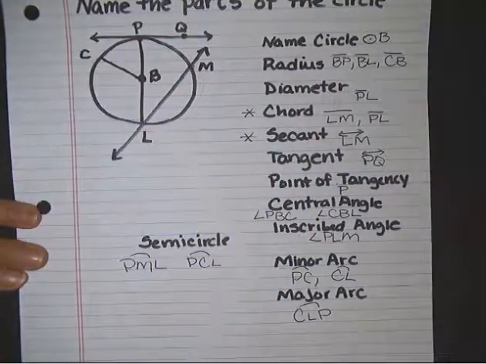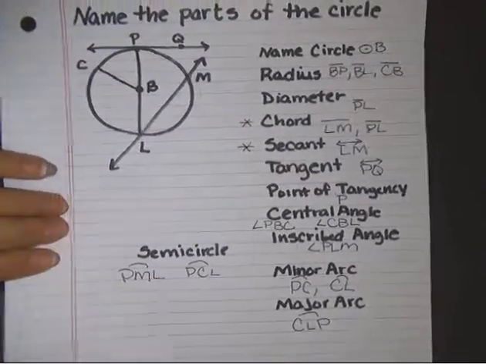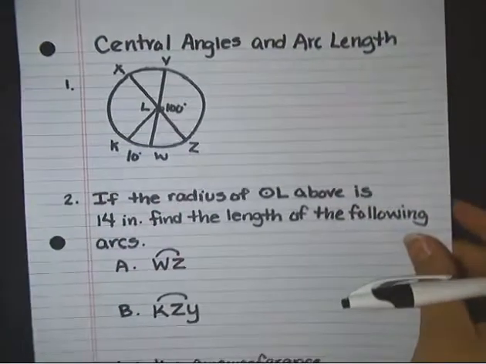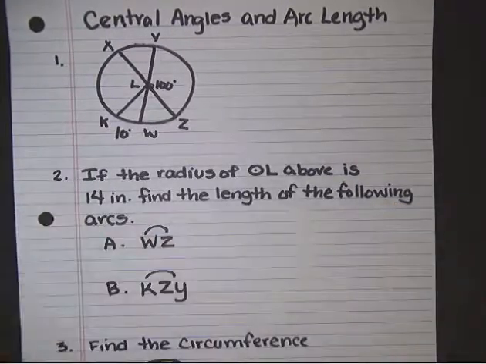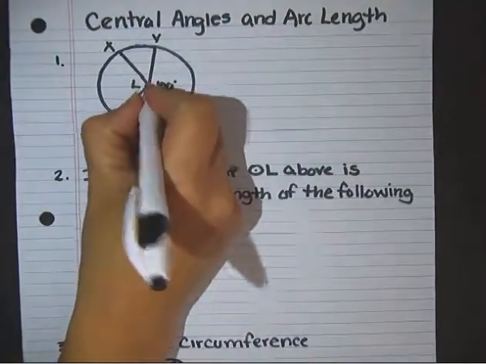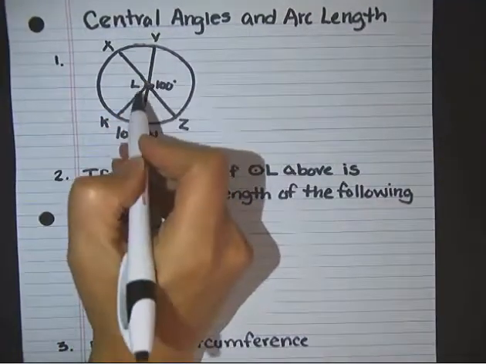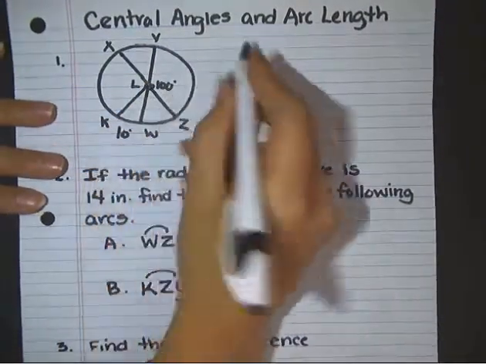Okay, so moving on to central angles. Remember, central angles are equal in measure to the arcs they open to. So if the vertex is on the center, like here, L, VLZ is 100 degrees, so the arc it opens up to is 100 degrees.